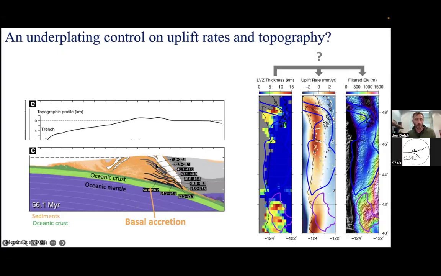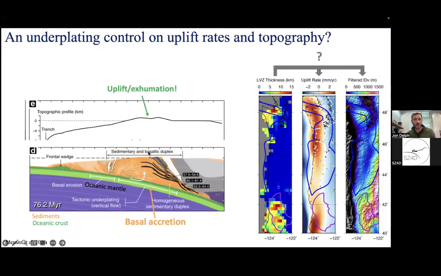These darks represent basaltic units that have been sliced off. These oranges represent dominantly sedimentary material. And this drives uplift and exhumation immediately above the locus of basal accretion at depth. This also predicts some structures that we can look for in the field, things like domal shapes or anticlinal structures in these subduction forearc domains.